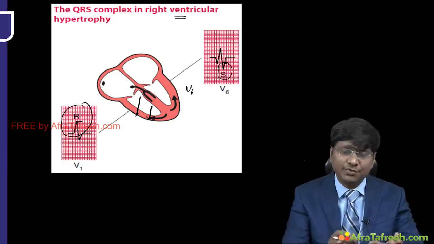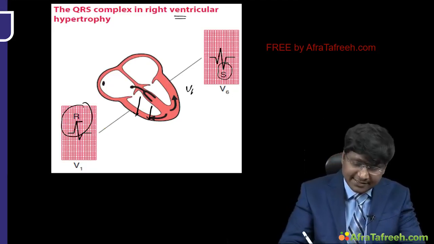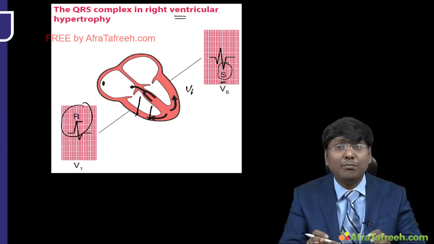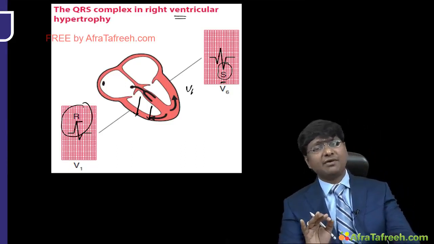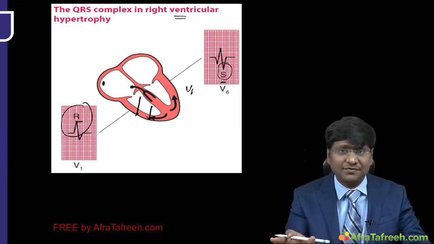When the electrical activity is moving away from V6, away from your left ventricle, the S wave, which represents the negative component, will be deeper. Okay, so this is the concept of a dominant R wave in V1 and a deep S wave in V6 in patients with right ventricular hypertrophy, right?